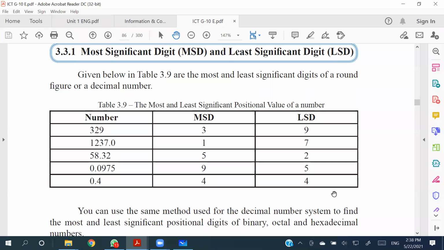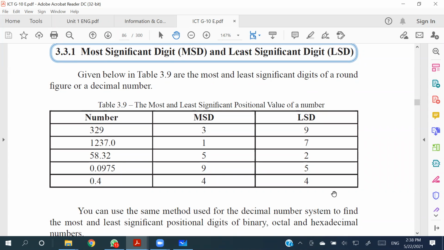But when we talk about numbers, they can have decimal values, that means floating point values, or maybe they are integers. When it comes to integers and floating point values, there are some ways of recognizing the most significant digit and the least significant digit. In short form, we call them MSD, most significant digit, and LSD, least significant digit.